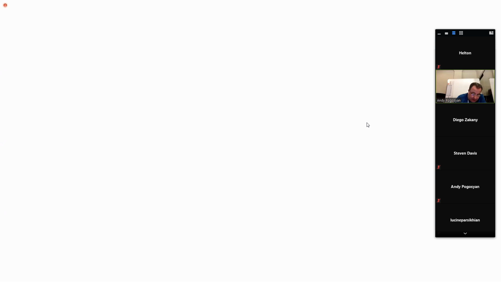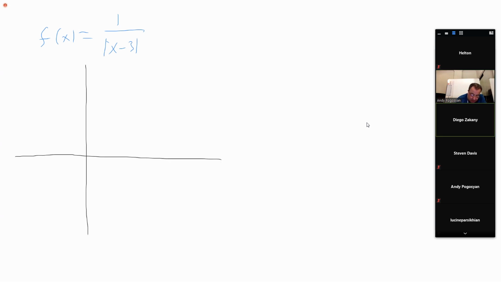Let's say f of x is defined as 1 over absolute value x minus 3. So when you graph this equation, at 3 you will have an asymptote, and the graph will have this type of shape.